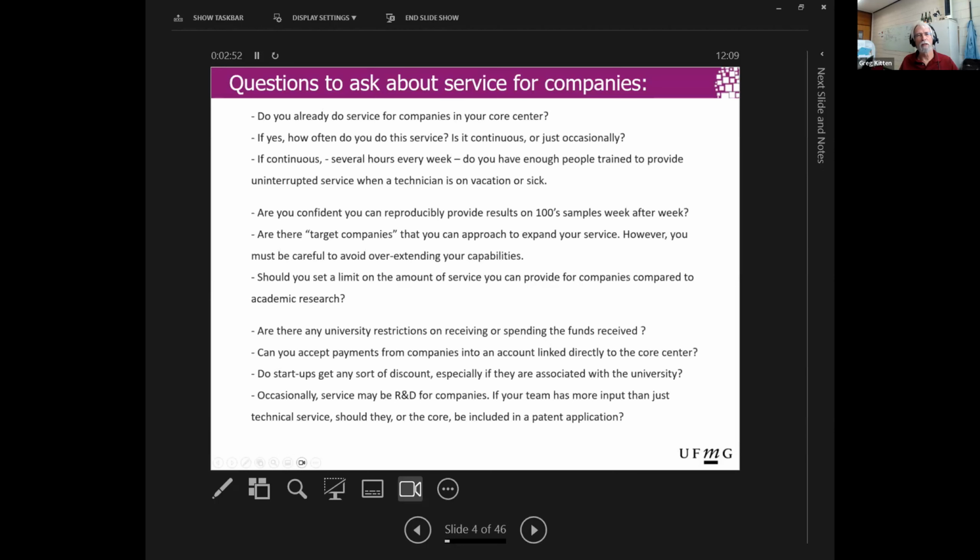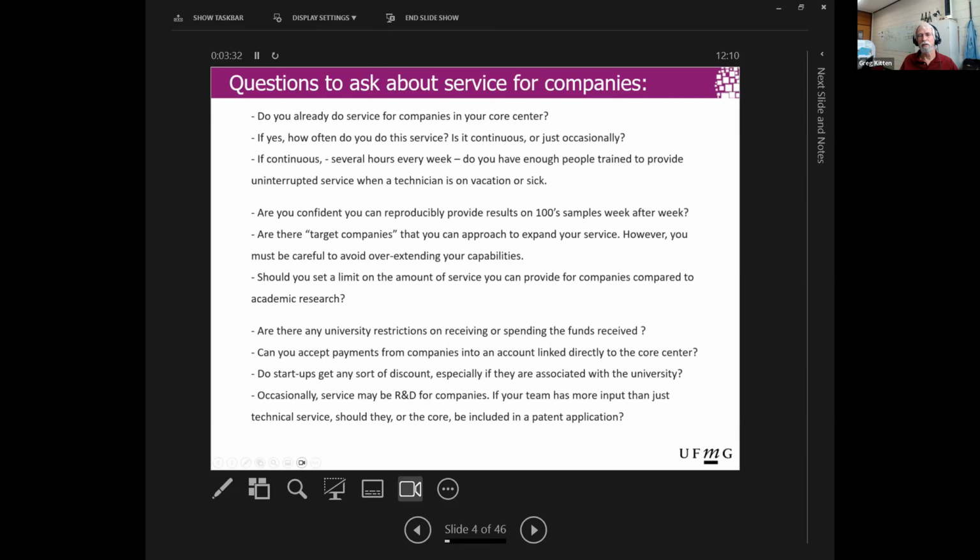A few other things I want to go through quickly. Do you already do service for companies in your core center? And if yes, how often do you do this service? Is it continuous or just occasionally? If continuous, do you have enough people trained to provide uninterrupted service when a technician is on vacation or sick? We've gone through that where we've had problems, so you have to think about this very much beforehand. Are you confident you can reproducibly provide results for hundreds of samples week after week after week? You have to know that you have the expertise and that your systems can give you reproducible results.